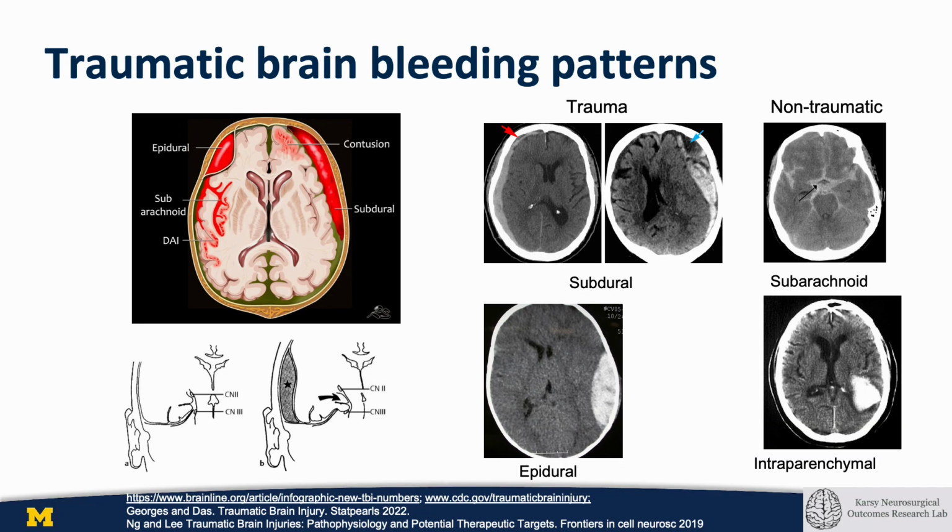So these are various patterns of traumatic brain injury. On the left, it demonstrates epidural and subdural hematomas, which are two of the most common types, intracortical contusions, traumatic subarachnoid hemorrhage. Diffuse axonal injury, or DAI, you may not see on a CT scan. You more see that on an MRI scan, but that is something that is noted in traumatic brain injury.